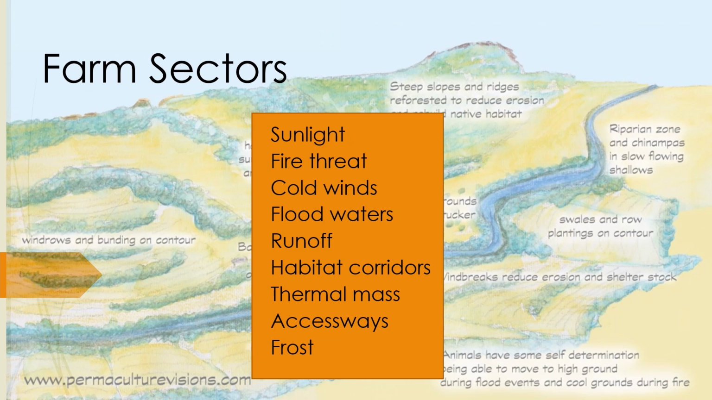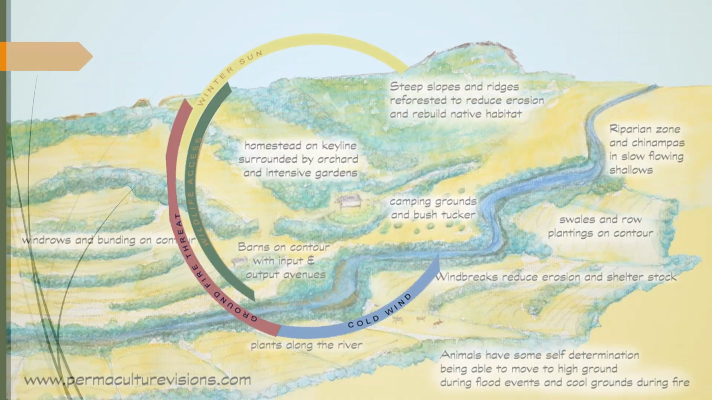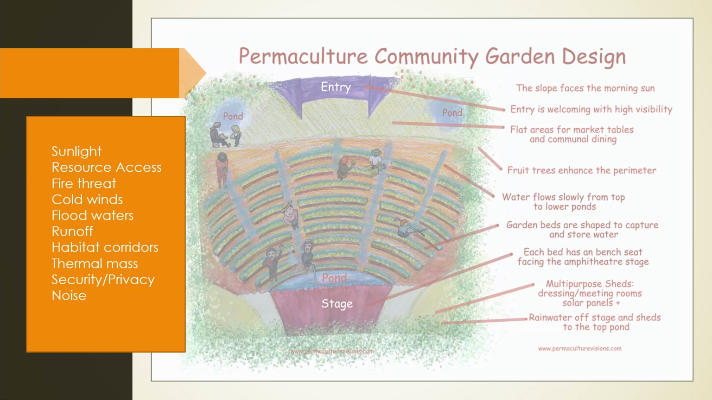On a farm, you'll have very similar considerations, but you will have probably less concern with noise and privacy. The community garden design will also have a large area or a very intense sector for the resources access, where the resources come in and people come in and resources go flowing back out through that small gate usually.